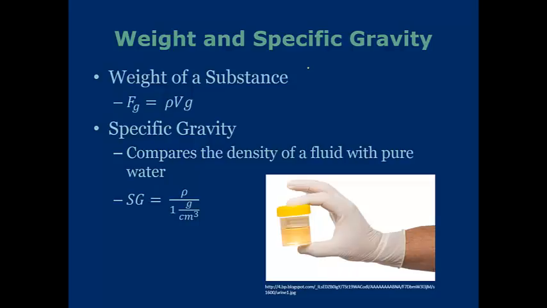One is represented by force equals density times volume times gravity. This is the weight of a substance with a known density. Specific gravity is a comparison between the density of a fluid versus that of pure water. Water has a density of 1 gram per centimeter cubed. Specific gravity is commonly used to test urine. A specific gravity that is abnormal usually indicates a physiological problem.